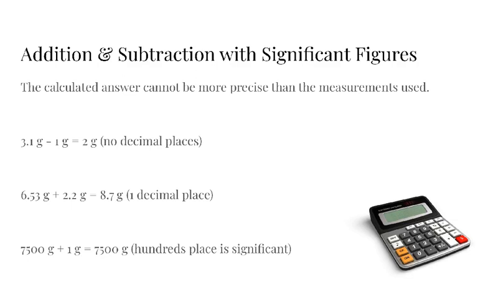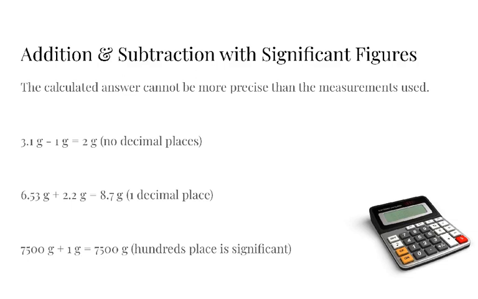And that measurement is only in the ones place. So, our answer can only be in the ones place. It cannot have any decimal places that are significant. Similarly, when we add 6.53 grams and 2.2 grams, our answer needs to come out to 8.7 grams with one decimal place, because the measurement 2.2 grams only has one decimal place.